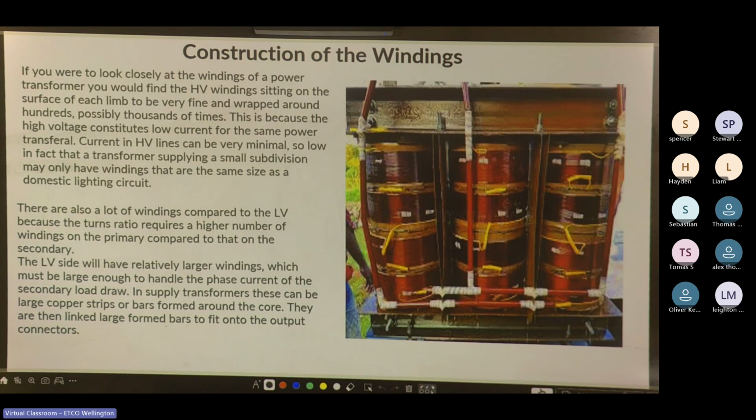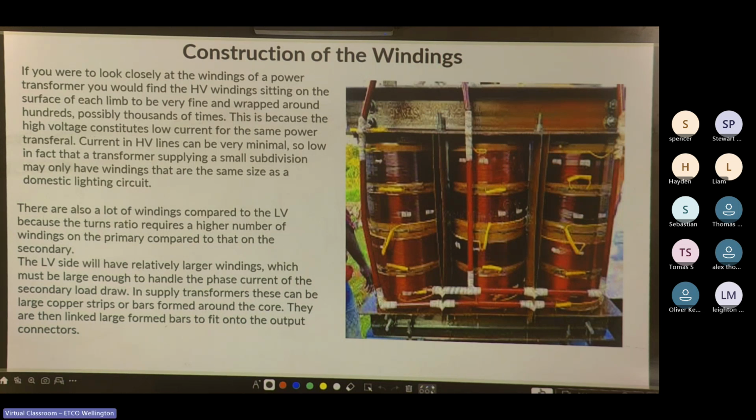The overhead lines that you look at don't seem that thick, and that's because they're not, but also because usually they're not insulated either. They're usually not insulated and hanging up so high because they're high voltage, but they can be a lot smaller because the current is what creates that heat.